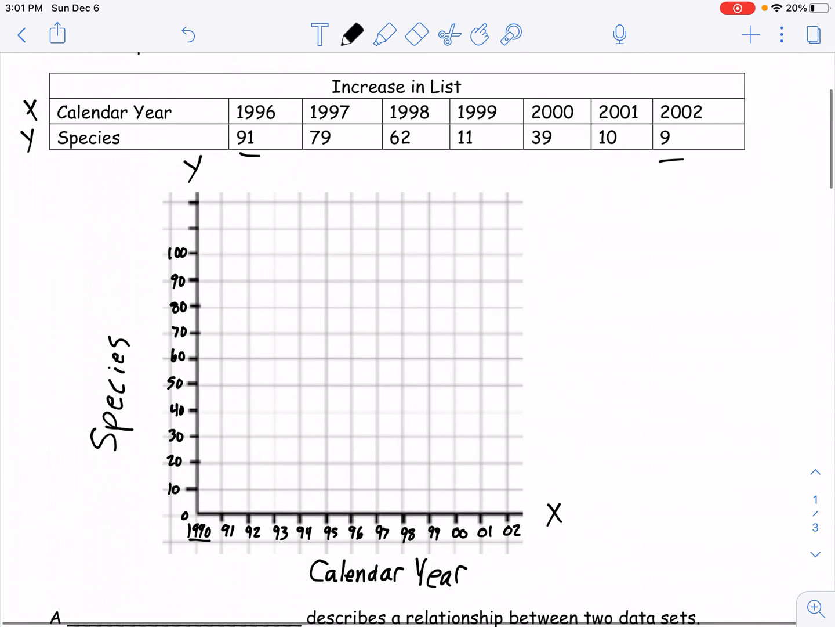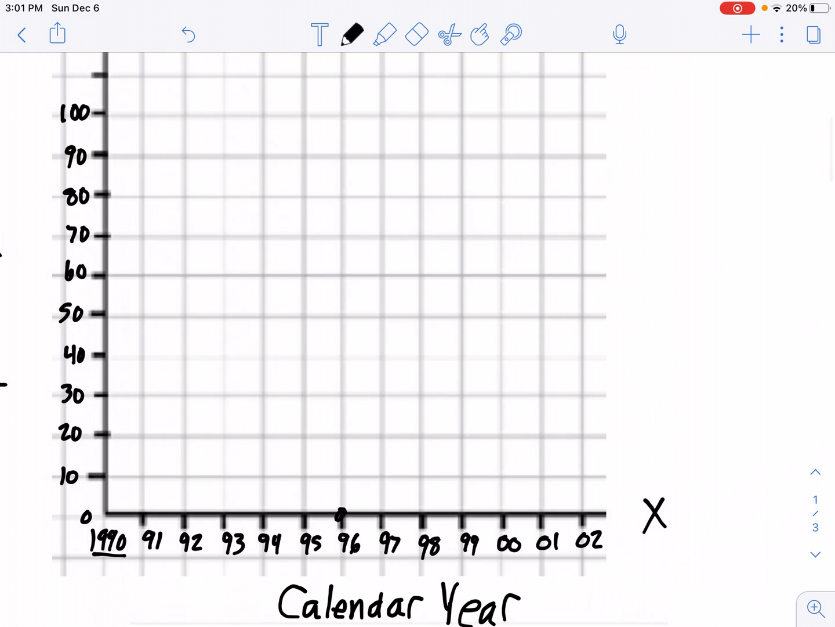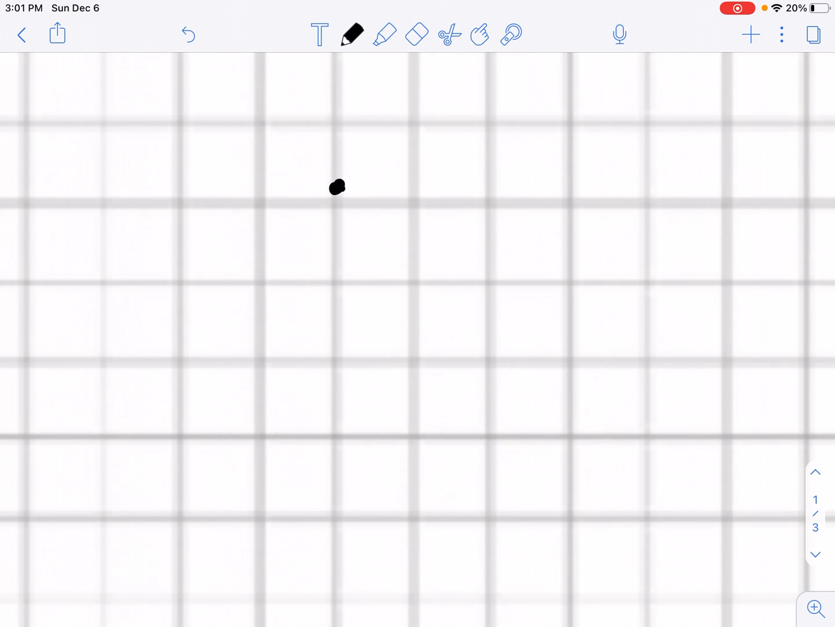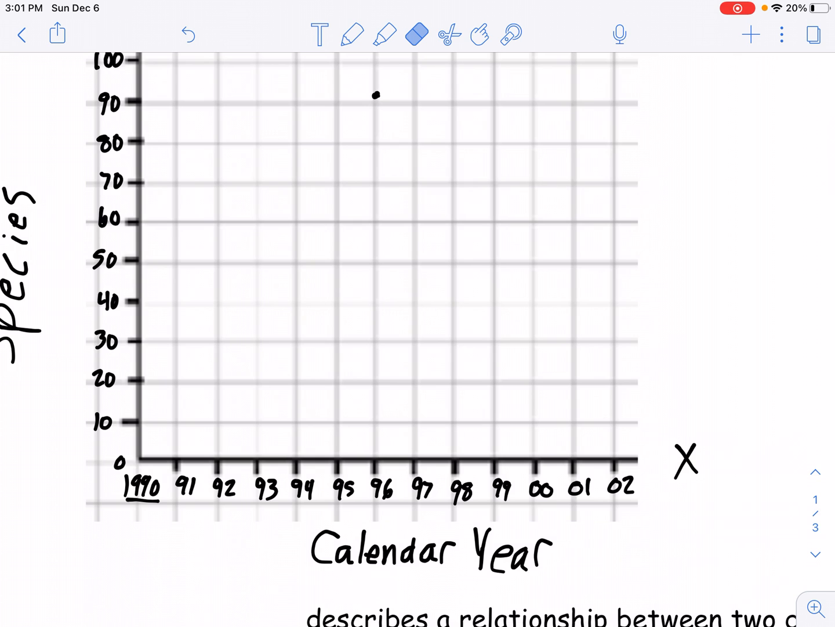So this would give us a good start in order to plot our points, which would create our scatter plot, the relationship between the calendar year and the species. So our first point we see is 1996 and 91. That's our x and a y. So if I go to 96 here, we're going up to about just a little past 90, 91. So that would be our first point.